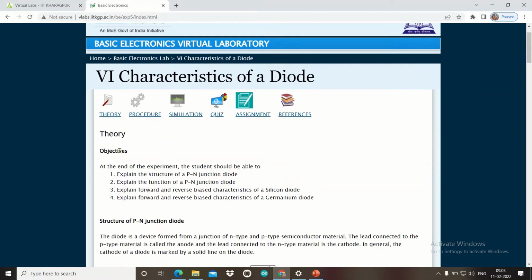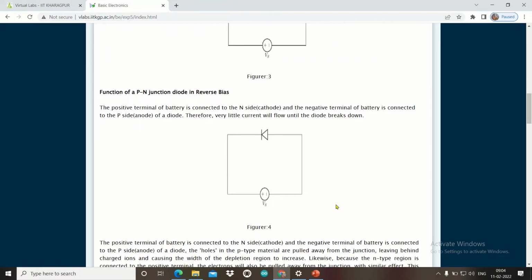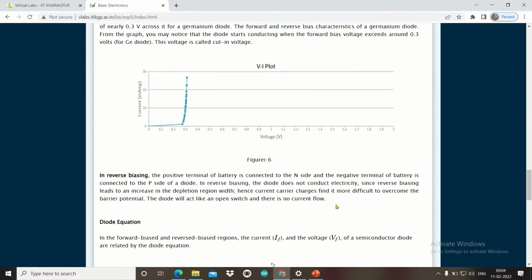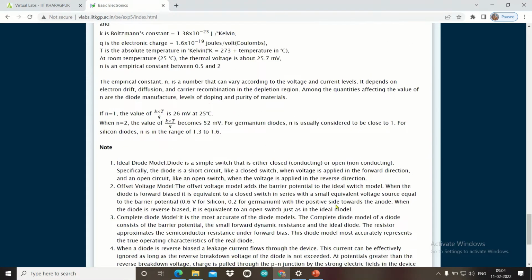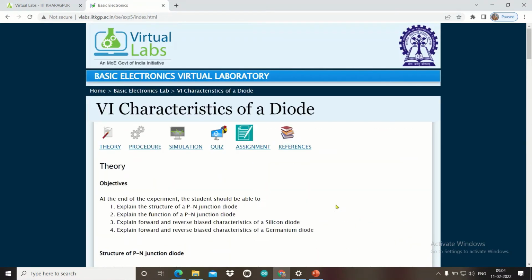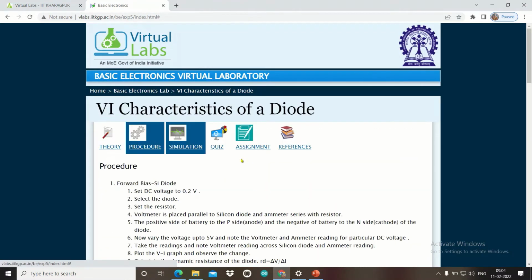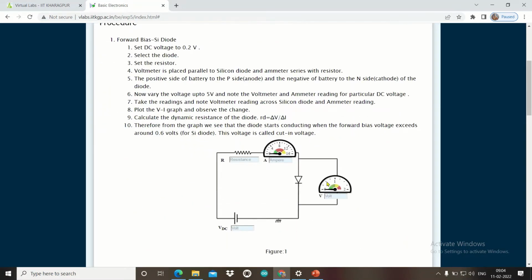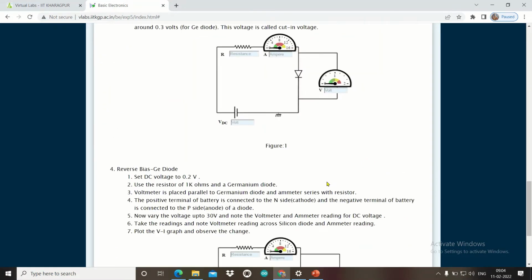You can see the theory has been given, where we explain the structure of a PN junction diode, the function of a PN junction diode, and the forward and reverse bias condition of a silicon diode and a germanium diode. A comprehensive theory is given here so that you have no confusion about the experiment you are going to perform. The procedure has been written, and you can go through it.